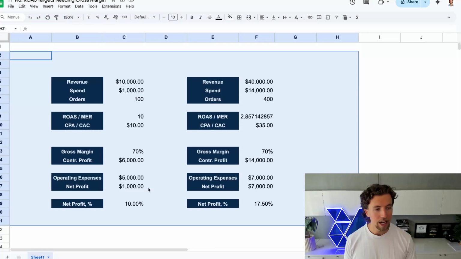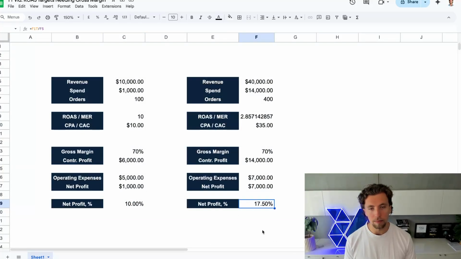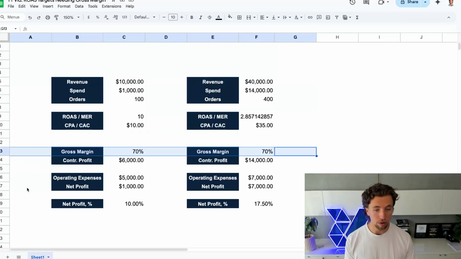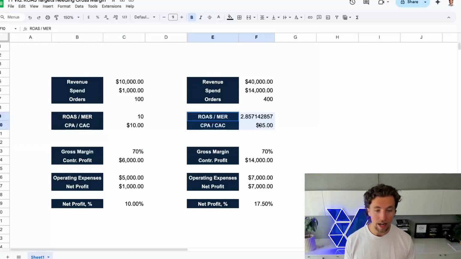And you can see, obviously, in this case, that this business went from 10% net profit to 17.5% net profit from increasing their advertising spend 14x, but only seeing a 4x increase in revenue. And so I hope that this video did a good job at really pushing the point home that your agency needs to know at the absolute bare minimum the gross margin on your products, or else they cannot provide you with good KPIs on ROAS, MER, CPA, or CAC that's going to actually maximize your profit, because they have no idea how to even understand what your contribution profit is going to be.